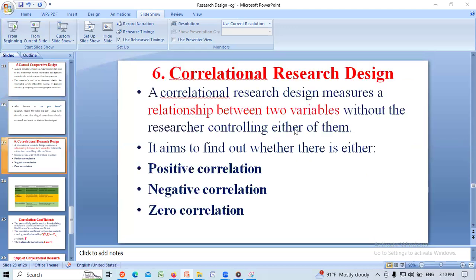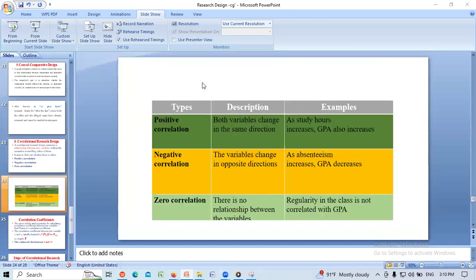Correlational research design is the relationship between two variables within the research, without controlling either. It aims to find whether there is a positive correlation, negative correlation, or zero correlation.